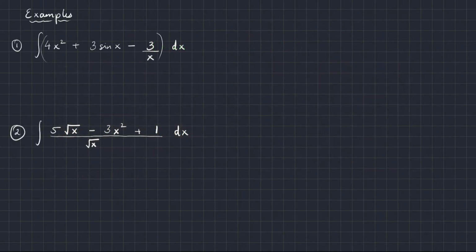Let's now use all the rules of integration that we learned to integrate these functions. Take a look at the first example. We know that the integral of a sum or difference of functions is the same as the sum or difference of the integrals of the functions. So we can rewrite this as 4 times the integral of x squared dx plus 3 times the integral of sine x dx minus 3 times the integral of 1 over x dx.